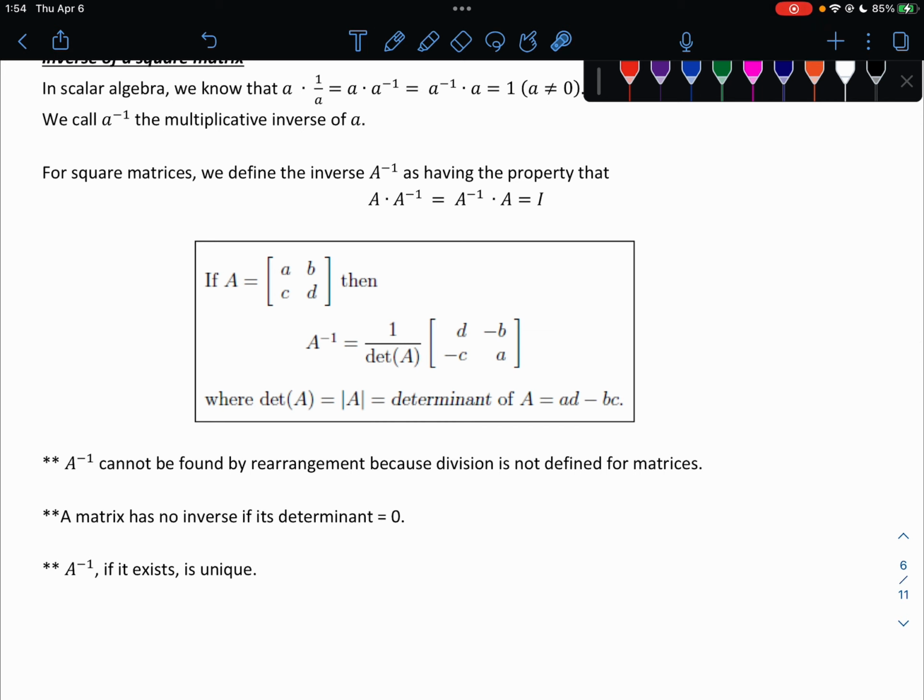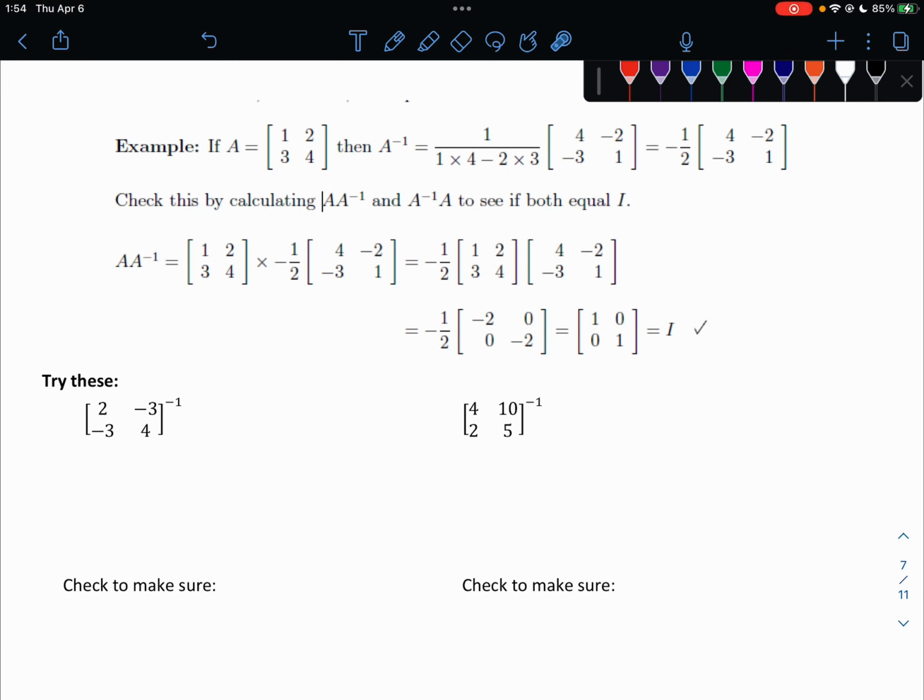A inverse cannot be found by rearrangement because division is not defined for matrices. A matrix has no inverse if the determinant is 0. A inverse, if it exists, is unique. So here's an example of finding an inverse. You can check that out if you need to on your own time here.